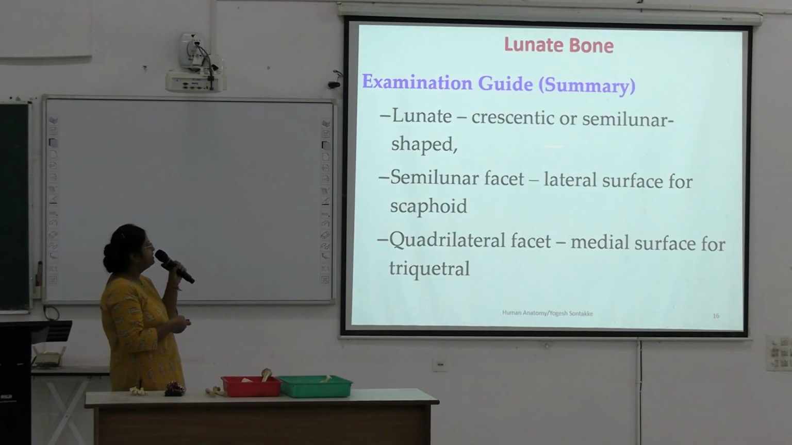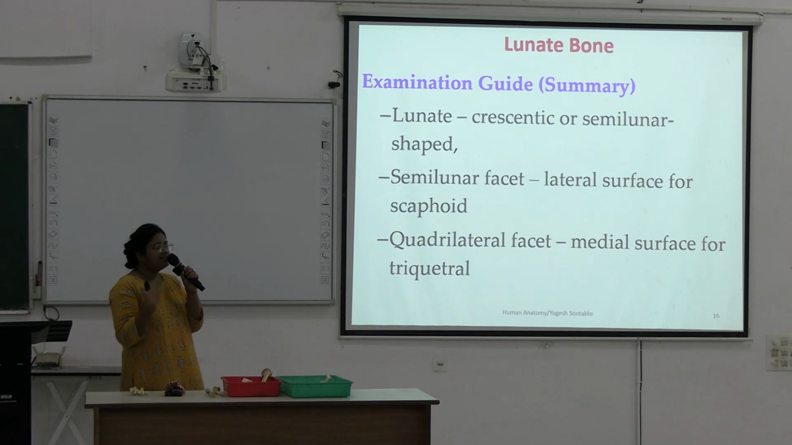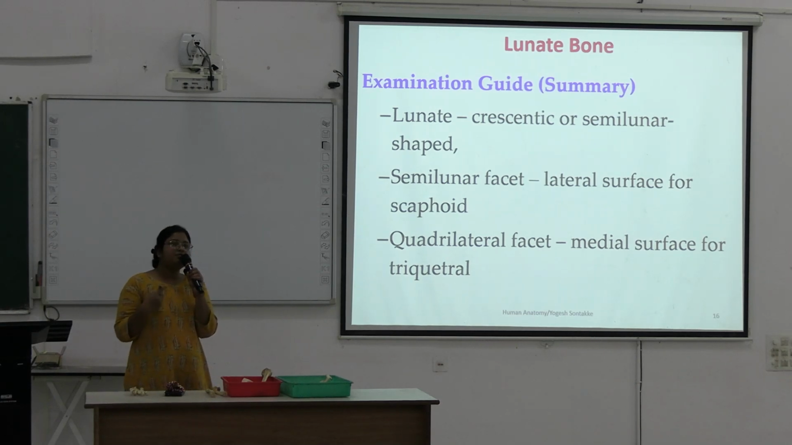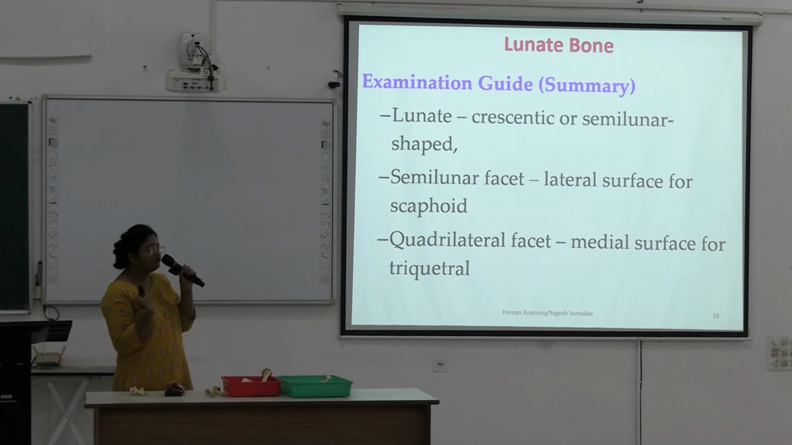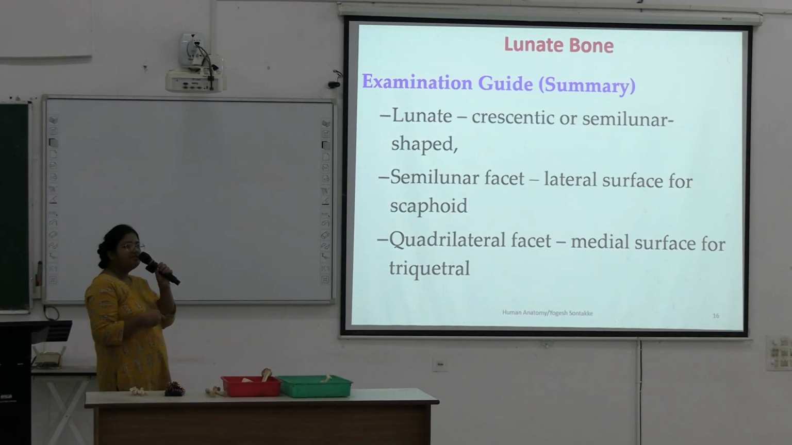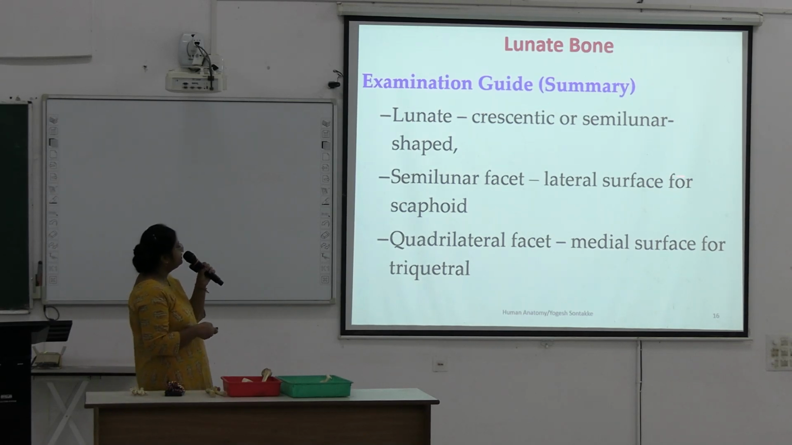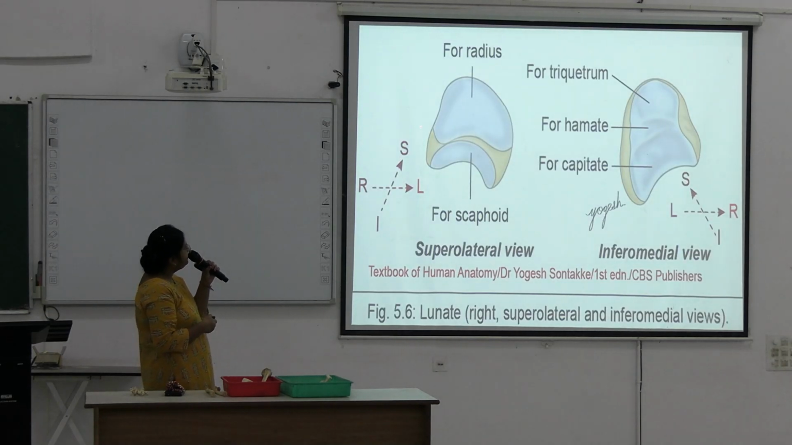So lunate is crescentic or semilunar in shape. Scaphoid was boat-shaped. Lunate is moon-shaped. You write these small points. Remember these points. Okay. These are important for your viva and MCQs. So lunate is crescentic or semilunar shaped. It has a semilunar facet on the lateral surface for articulation with the scaphoid and a quadrilateral facet on the medial surface for the triquetral. See here, this facet is for scaphoid and here this facet is for triquetrum, hamate and capitate.